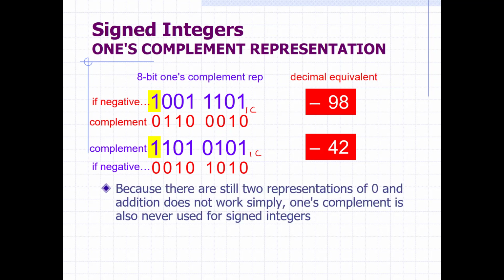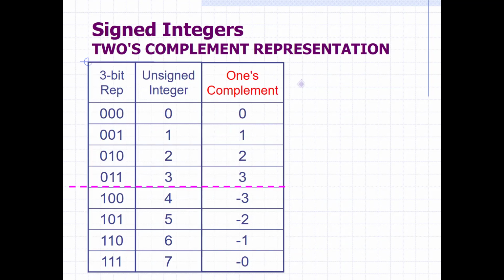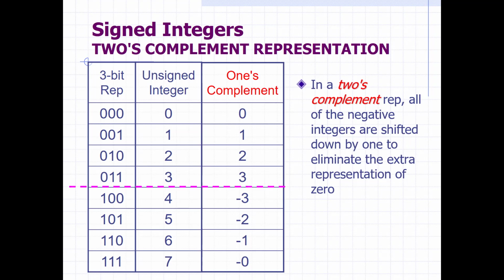Again, reiterating, two representations of 0 is not great, and addition not working is not great. So we will improve on it with the next one. The next signed integer you better start paying attention to, because this is the one we're actually going to use.